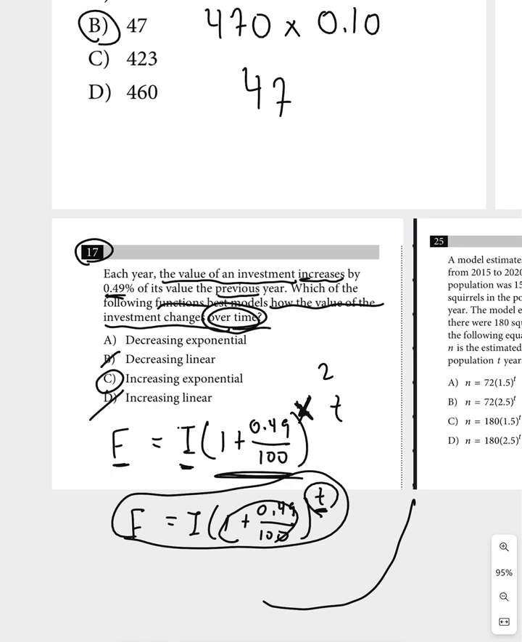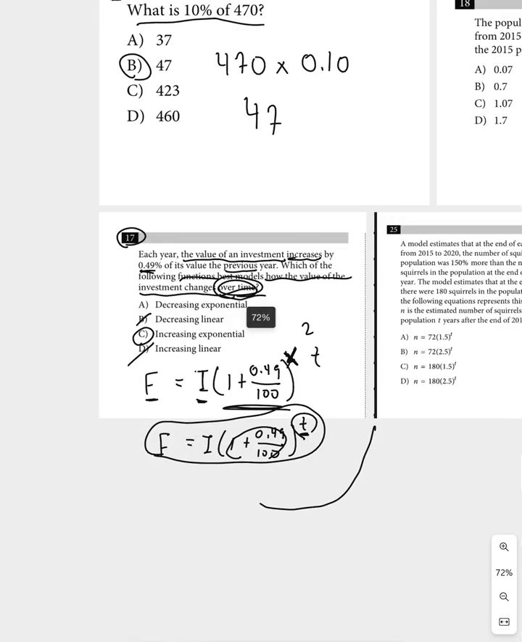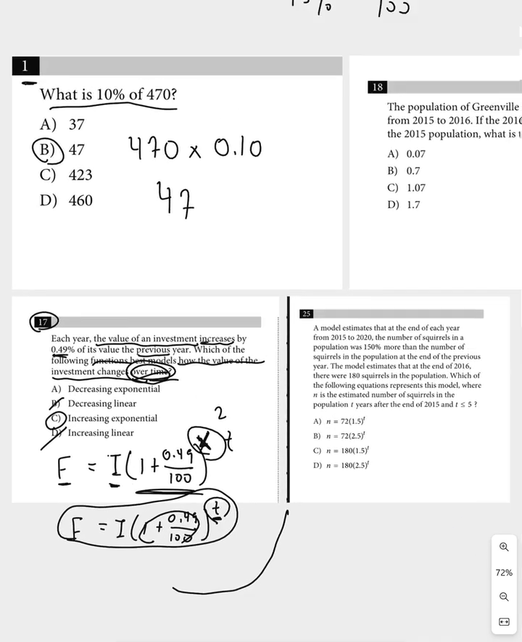The question is a little bit tricky, but we want to pay attention to what the question is asking. Investment changes over time. So we want to know where to put this function, and this is how you will set it up. Okay, let's go on to the next question.